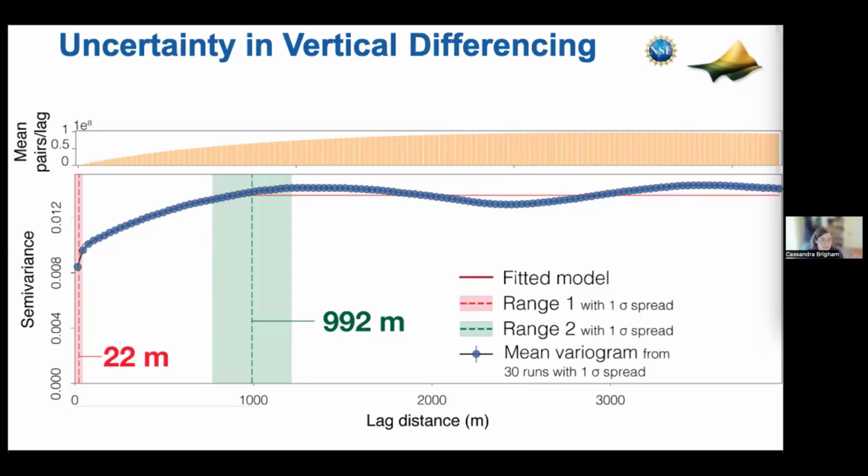The red line shows you the first correlation length, the first correlation range. And the second line, the green line, shows you the second correlation range. And so we have correlation ranges at 22 meters and about 1 kilometer. So we'd expect to see error patterns at those scales.